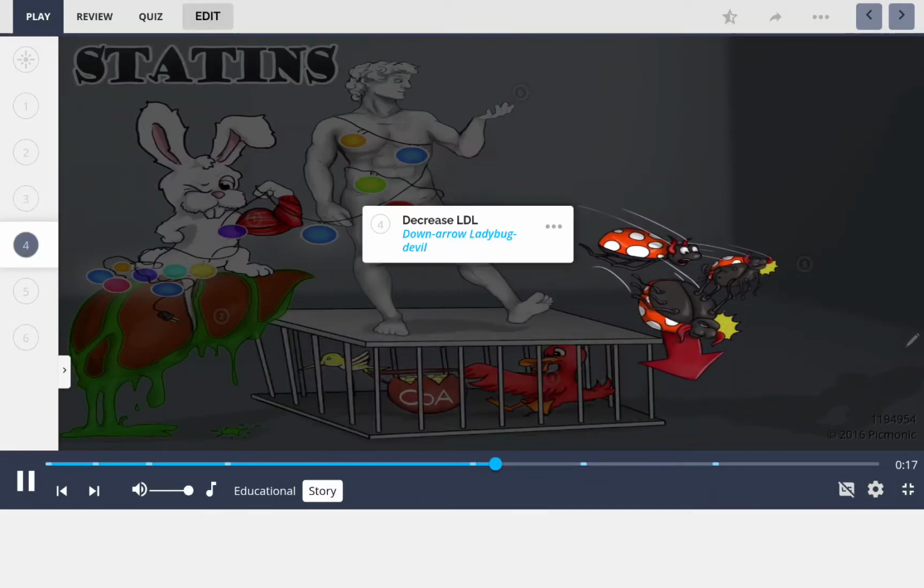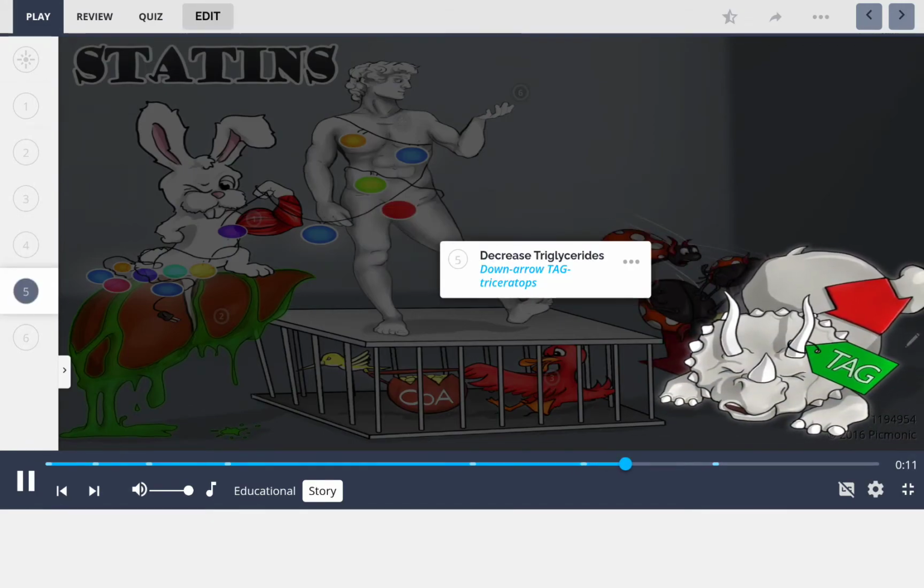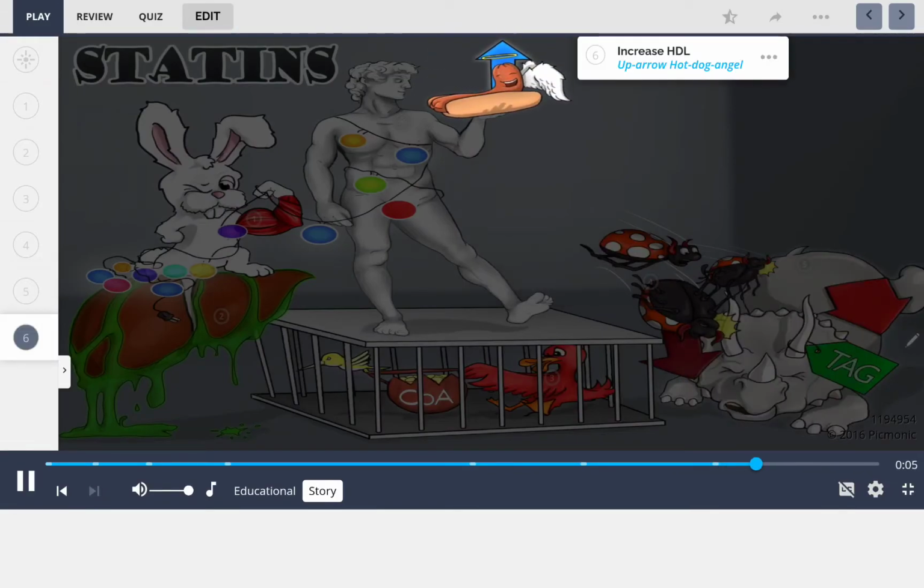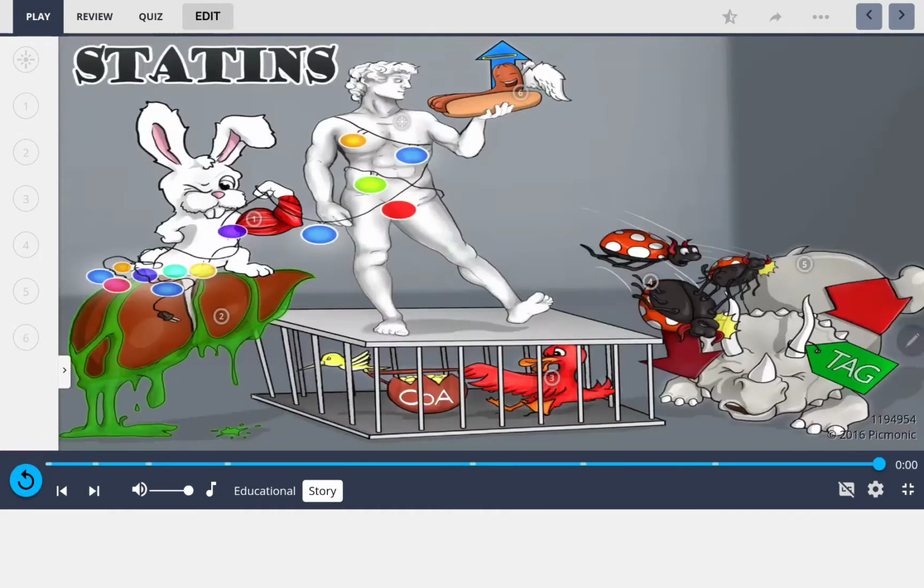The ladybug devil will never know. She's banned from this party. She and her lame tag triceratops are downers, and this statue only kicks it with party people. There are enough hot dog angels for everyone, with more on the way, ensuring that this will be a night to remember.